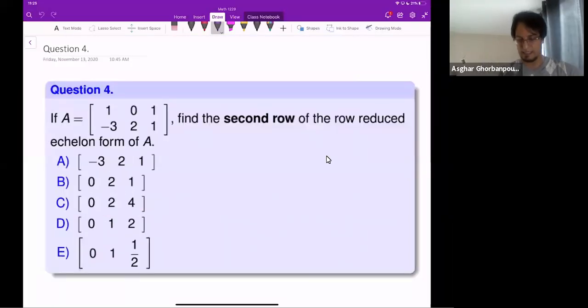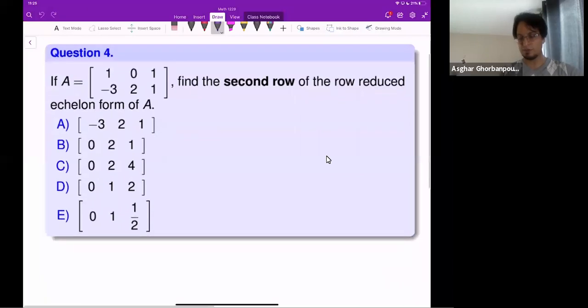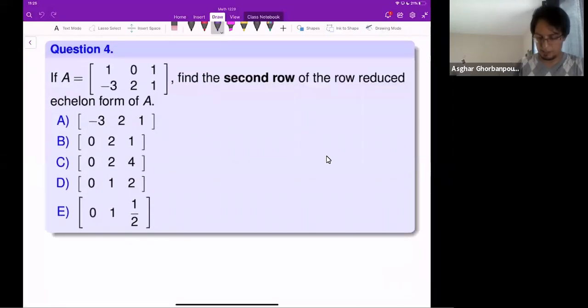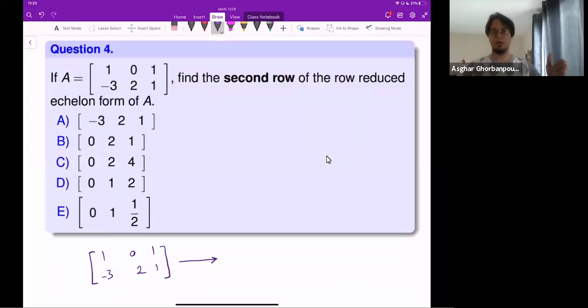Matrix A is given. Find the second row of the row reduced echelon form of this matrix. So it means that you start with the matrix and row reduce it. So always start making new leading ones and then make everything else in that column of a leading 1, 0, and then move to the next one. So here I'll start moving from left to right to find my first leading one.